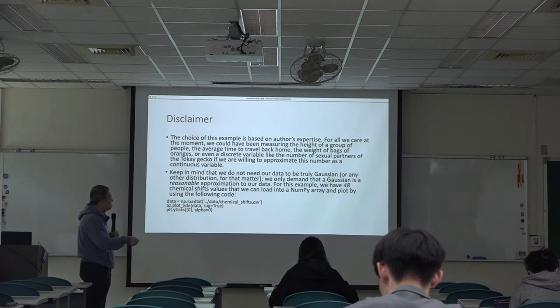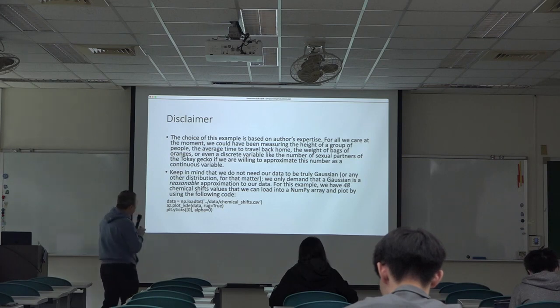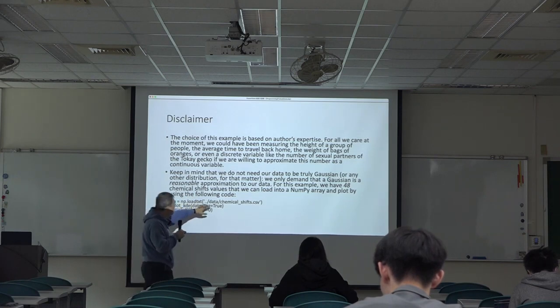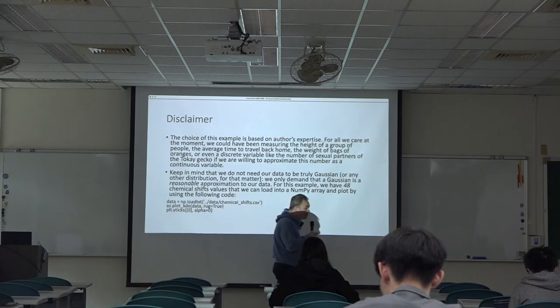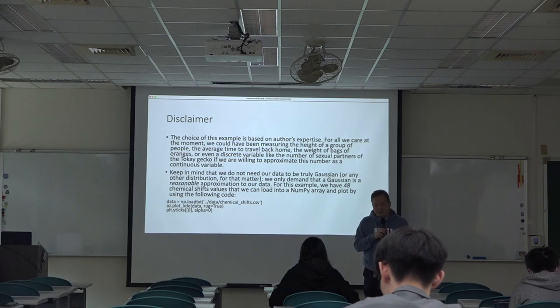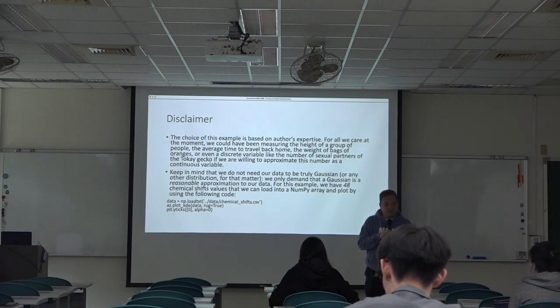to our data. For this example, we have 48 chemical shift values that we can load into a NumPy array and plot with the following code. We first get this data from here. By the way, this book that I use as a textbook, its code and its data set are freely available online. Take this one as an example.